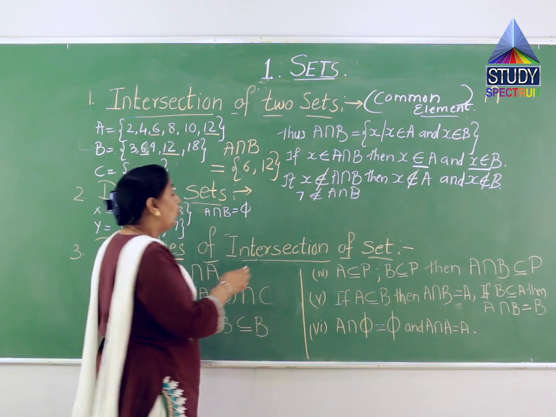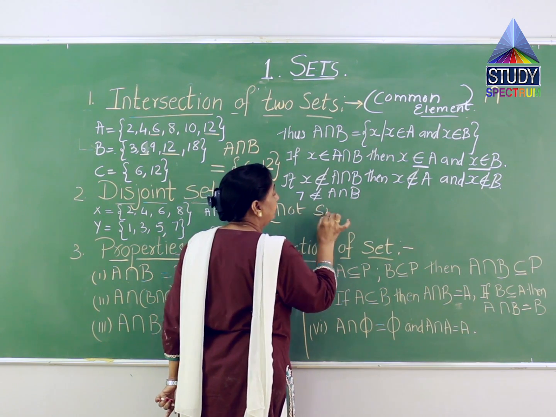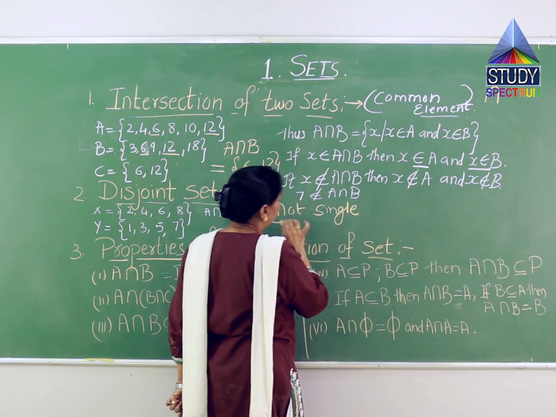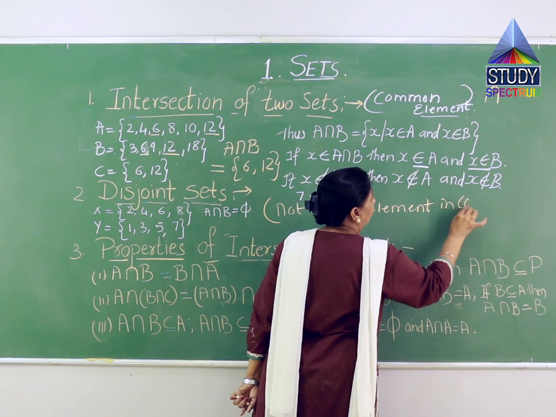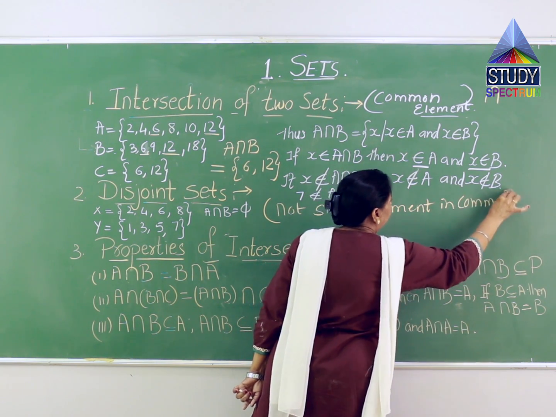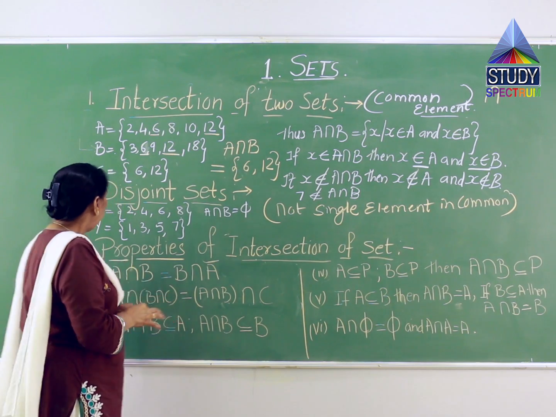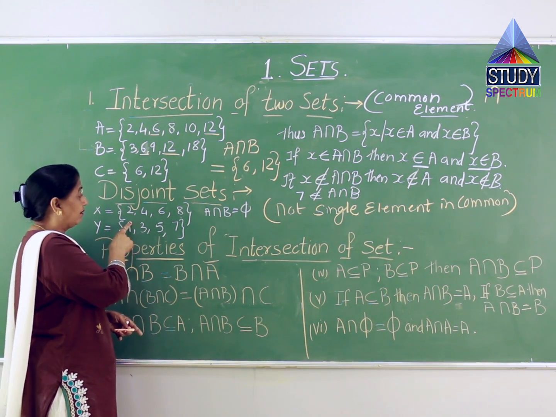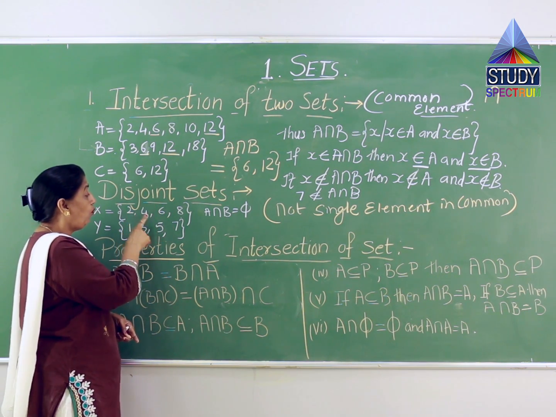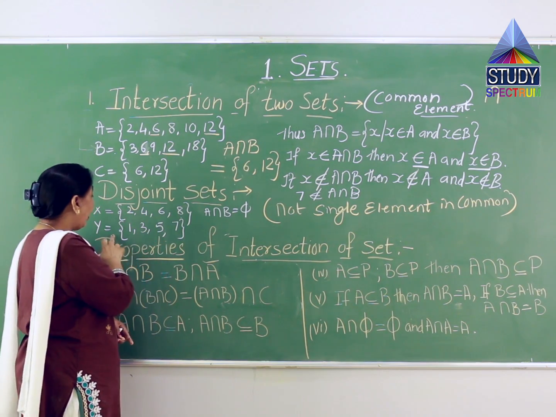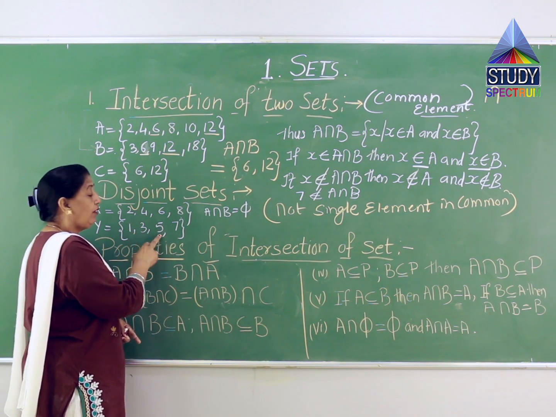Now the next term is disjoint set. Disjoint set means not a single element is in common, or nothing is common. That means the elements are not present in both the sets. Here again is one example: set X, whose numbers are even numbers less than 10, that is 2, 4, 6, 8. And there is a set Y which consists of odd numbers less than 10, that is 1, 3, 5, 7.